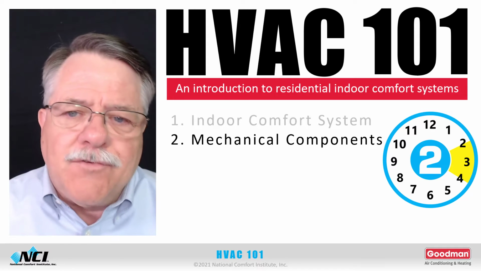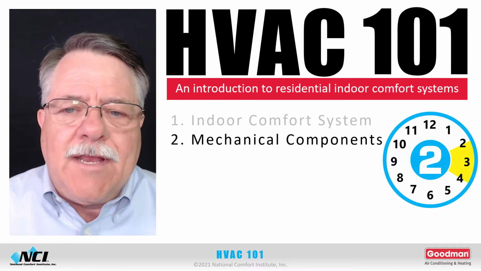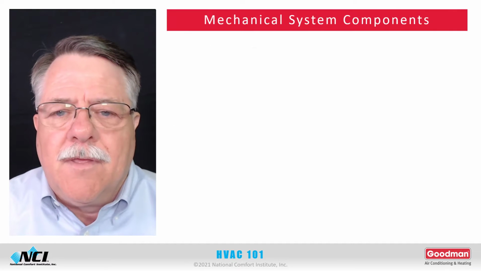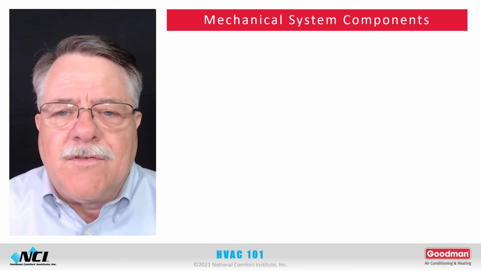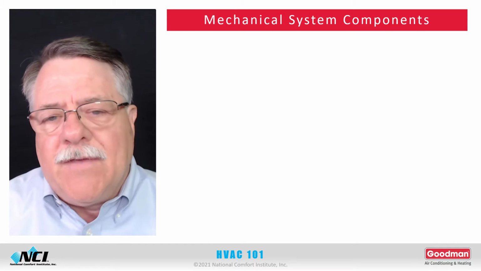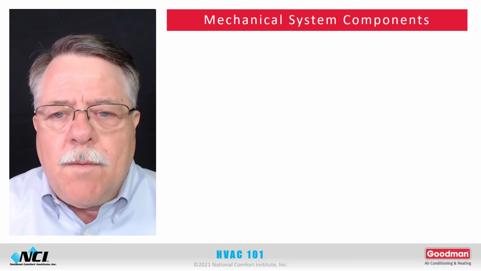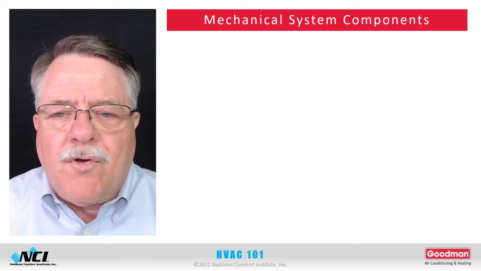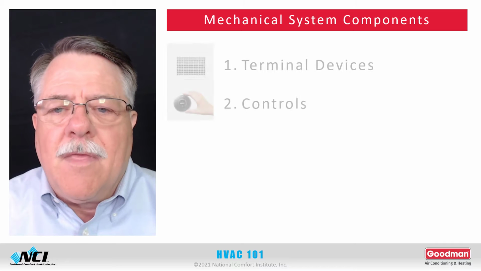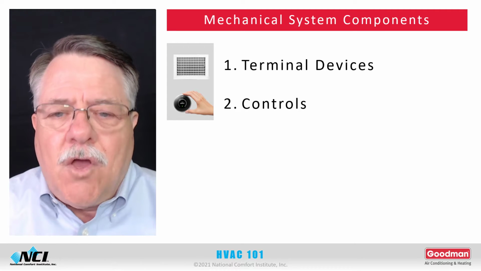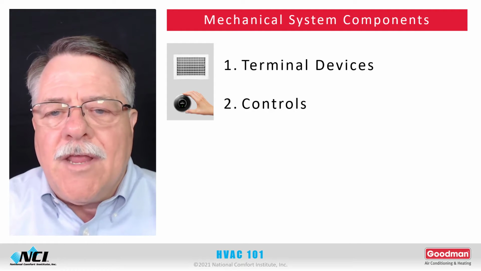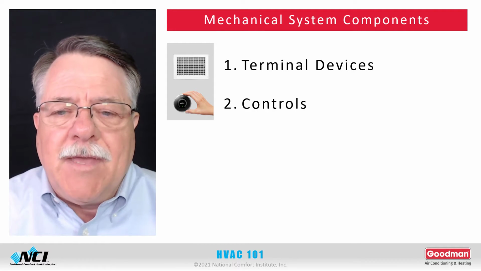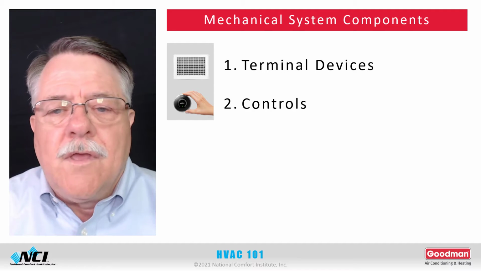In this lesson, I'll describe the mechanical components involved in a typical residential system. There are 5 major components of a typical residential mechanical system, more commonly known as the home's HVAC system. The first 2 major components are the homeowner's personal interface with the system. The terminal devices, also known as the vents, grills, and/or registers, through which the conditioned air enters or leaves the living space, and the controls, most commonly known as the thermostat.